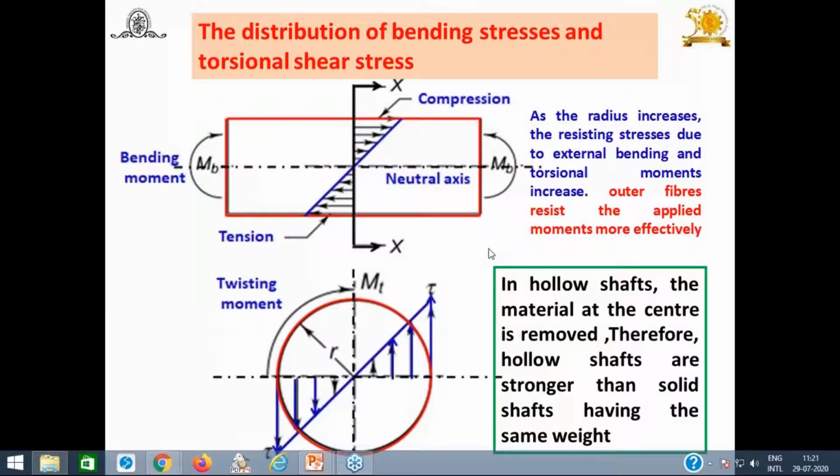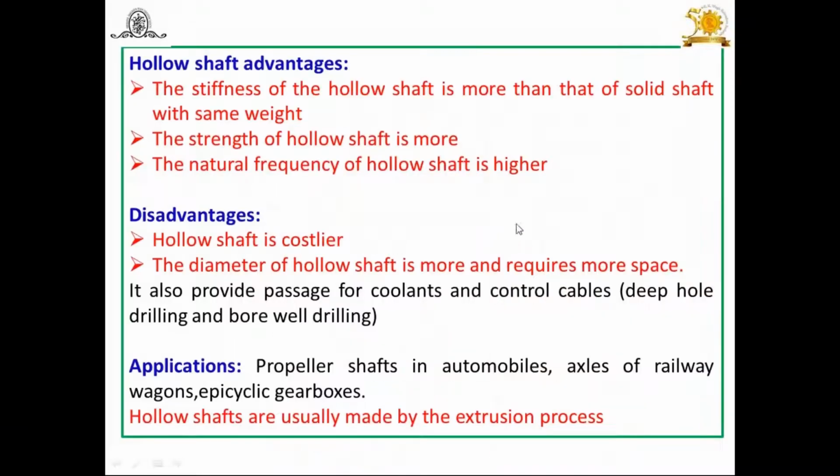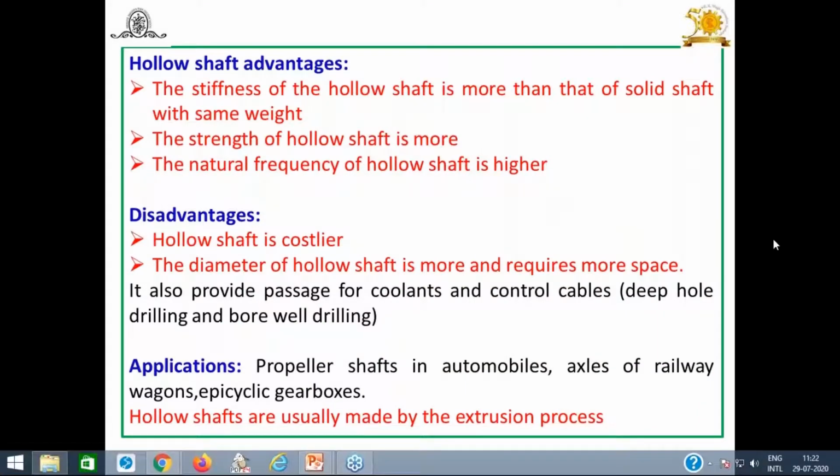Now let us see how to design the hollow shaft. Now here are some of the advantages. You will find the stiffness of the hollow shaft is more than the solid shaft with the same weight. Why the same weight? Otherwise, if the weight of the hollow shaft is more than the solid shaft, we can't say this. For the same weight and the same material, the stiffness of the hollow shaft is more. Then the strength of the hollow shaft is also higher for the same weight. Then the natural frequency of the hollow shaft is higher.